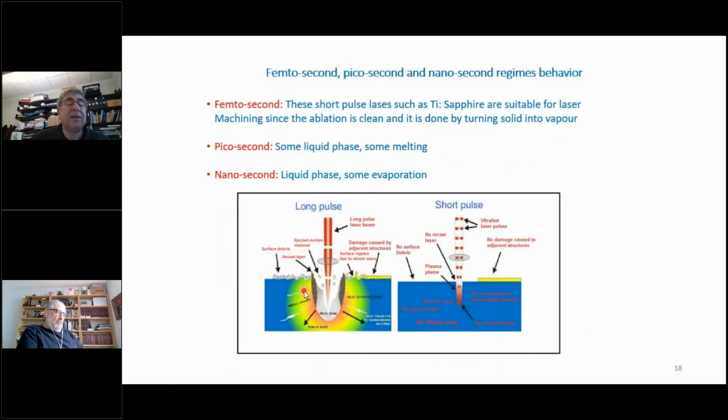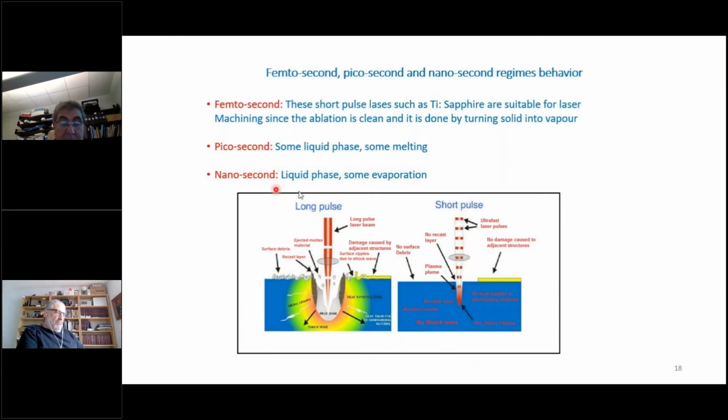Here is a comparison of different time zones. This is again for laser ablation, in the case of drilling. So we are comparing the short pulses and long pulses. For short pulses, like if you have some femtosecond pulses, you can see that everything is so neat and clean. There's no debris, no melt zone, no micro cracks, no recast layer, no damage caused to adjacent structures, and the hole is very, very clean.